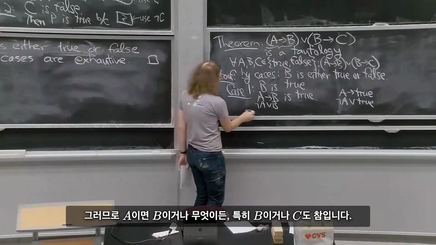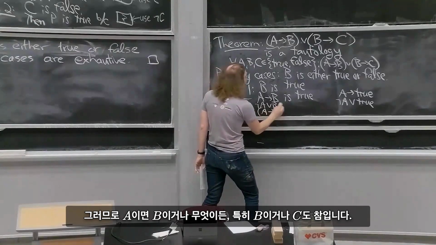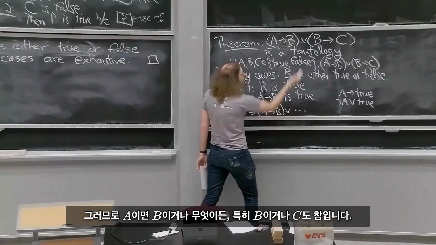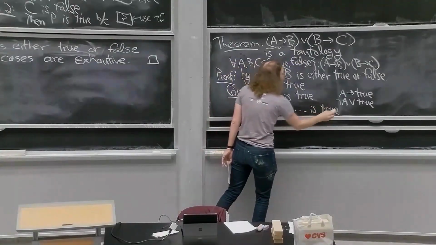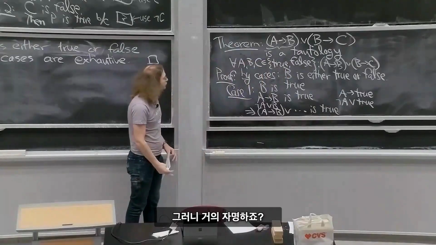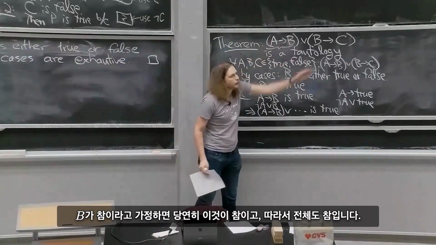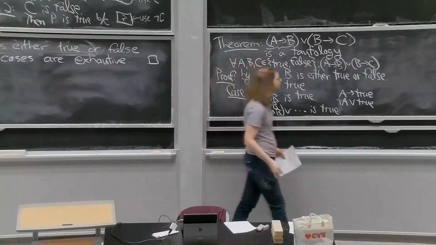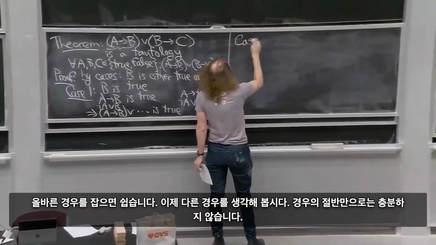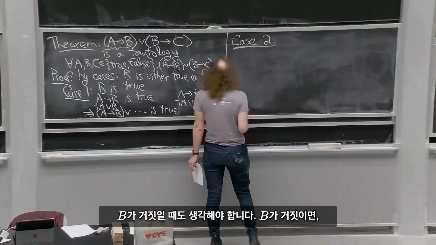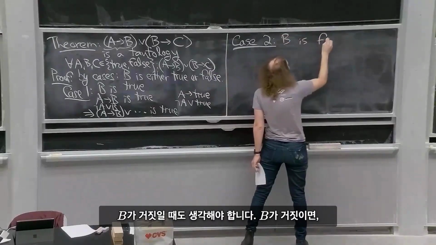Okay, so this tells us that A implies B or anything, in particular B or C, is also true. Okay, so kind of trivial, right? If you assume B is true, then of course this is true, and so of course the whole thing is true. So easy when you have the correct case. Let's think about the other case. It's not enough to just have one half of the cases. We also need to think about when B is false.